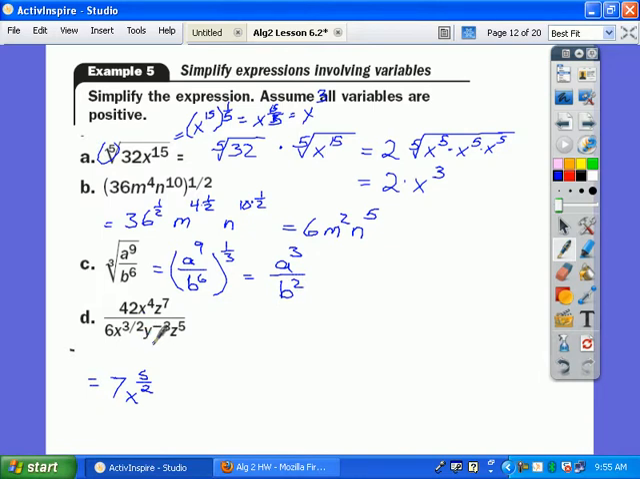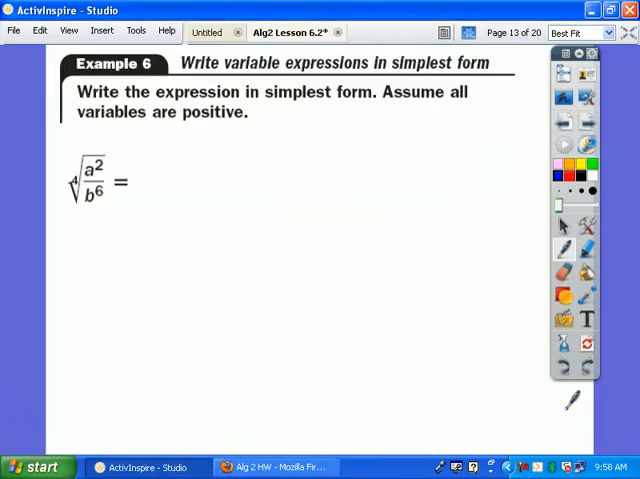I see a y to the negative 3rd in the denominator, so that means that'll come up to the numerator. So it would give us y cubed. And lastly, I have z to the 7th divided by z to the 5th. So we subtract there, and we're left with z squared. Okay, so again, all this is the application of the properties that we've seen throughout this section. Okay, are there questions there? Okay.